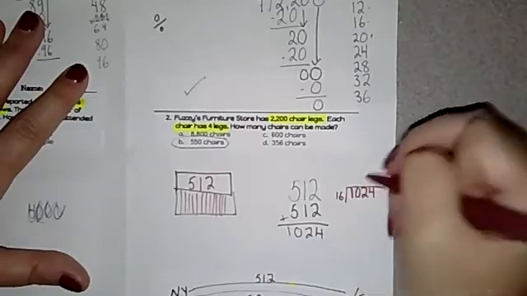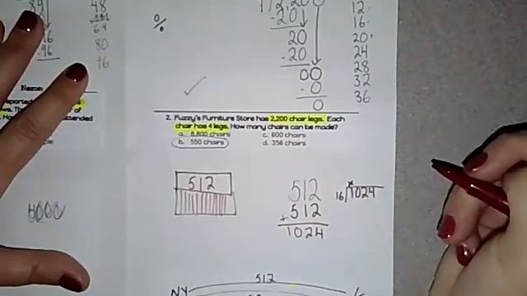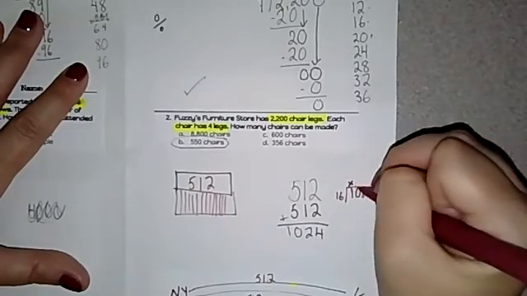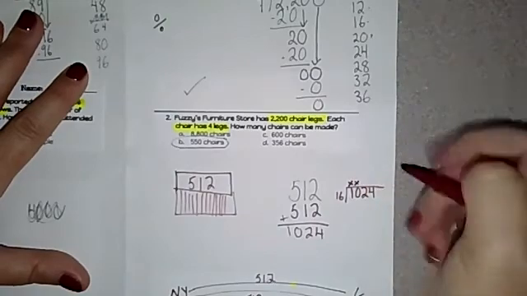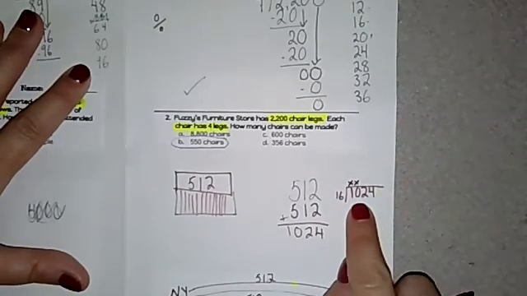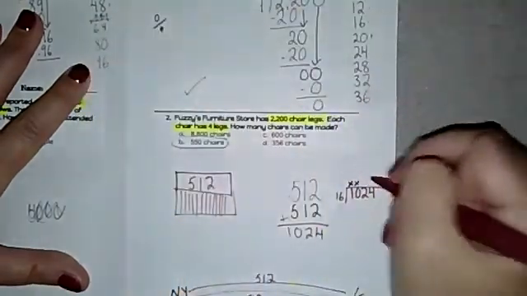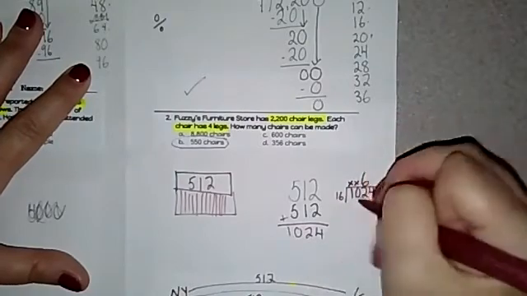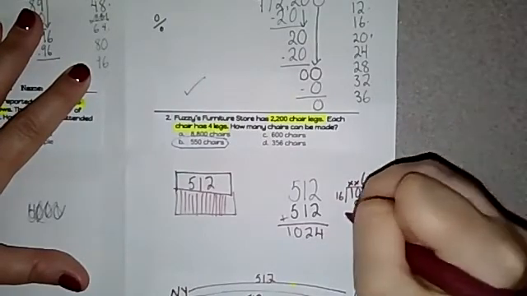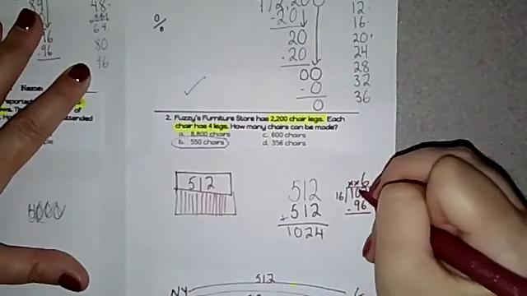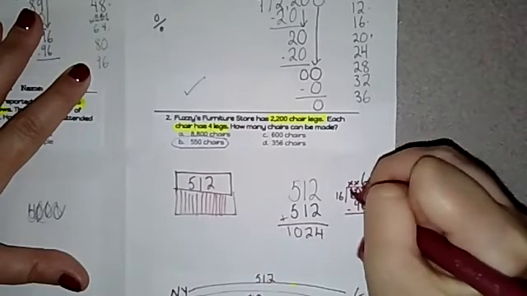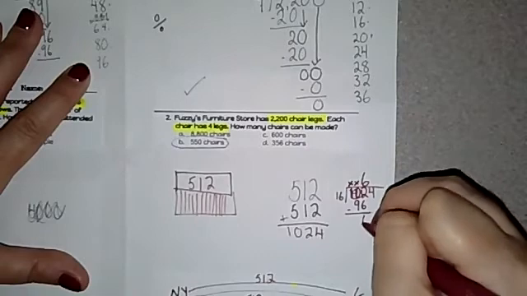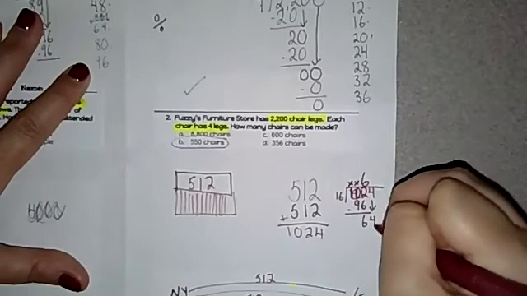All right, how many 16s are in 1? There are none. How many 16s are in 10? There are none. How many 16s in 102? There are 1, 2, 3, 4, 5, 6. There are 6. 6 times 16 is 96. We're going to subtract and get, I'm going to box that up and turn it into a 9. 12 minus 6 is 6, and then bring down the 4.